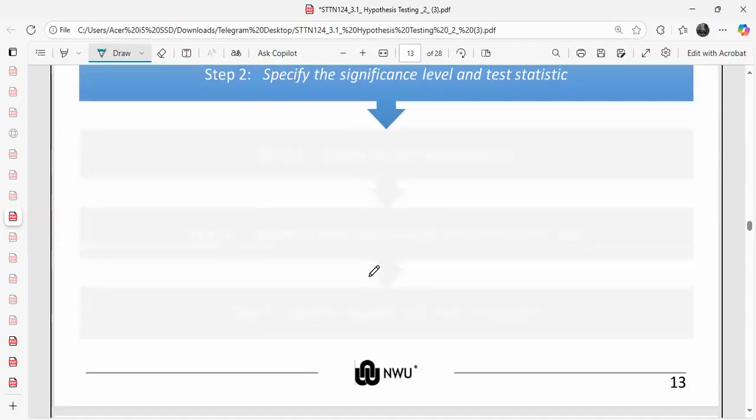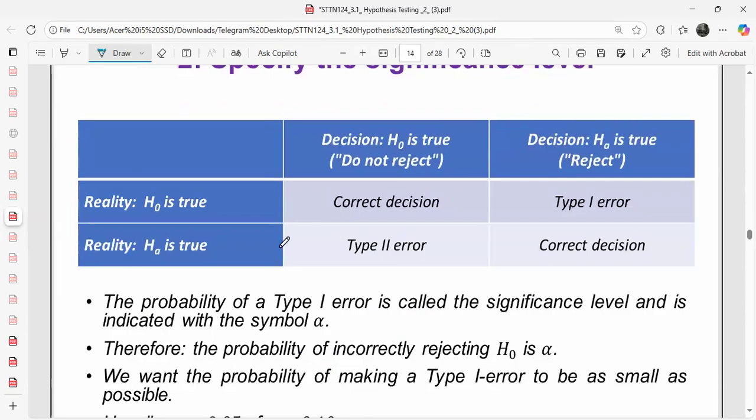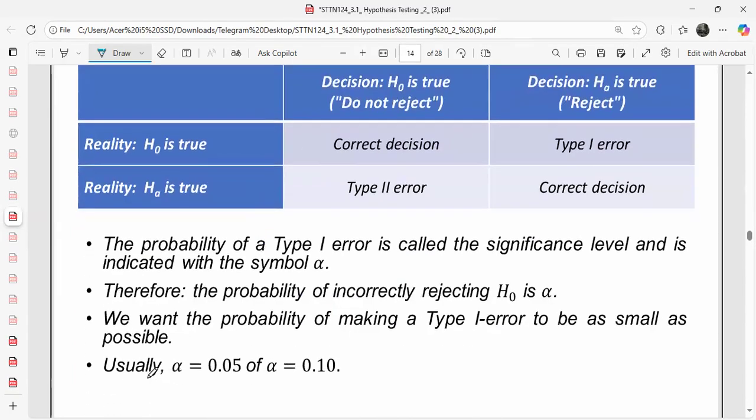Okay. Then this one you specify. Remember, you will be given the significance level. Maybe 5% as 0.05 or 10% as 0.1. Then 1% as 0.01.